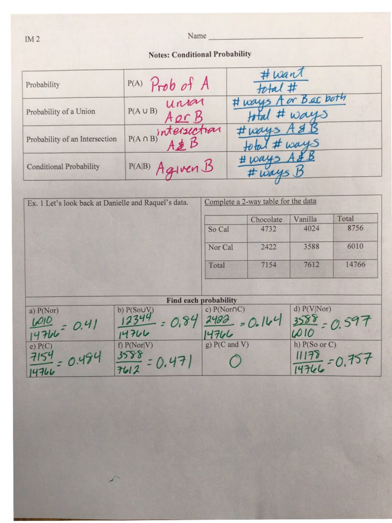This is Northern California and chocolate. So that's the overlap. That's just that number right there, the number of people from Northern California that chose chocolate, divided by the total number of people.